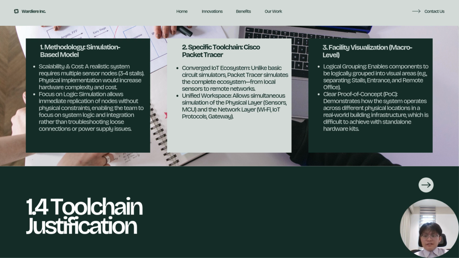So to physically create this, we require purchasing multiple sets of microcontrollers, sensors, and wiring, which significantly increases cost and hardware complexity. By using simulation, we can immediately replicate this node without physical resource constraints. This approach also allows us to focus our efforts on the system logic and integration. So instead of spending time troubleshooting loose physical connections or power supply issues, we can focus purely on the code and the data flow.